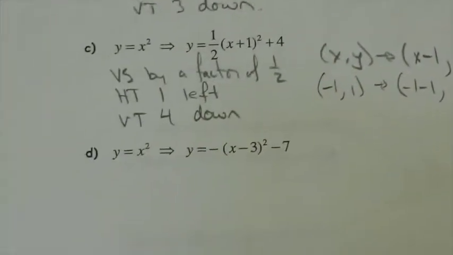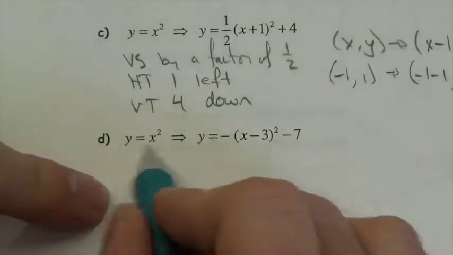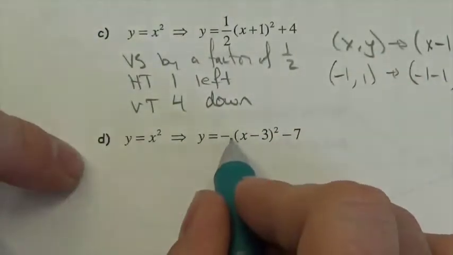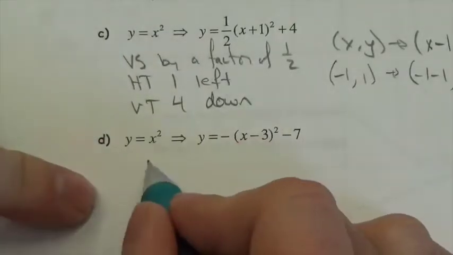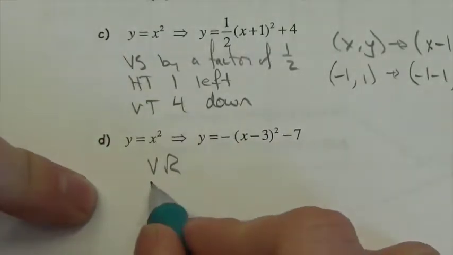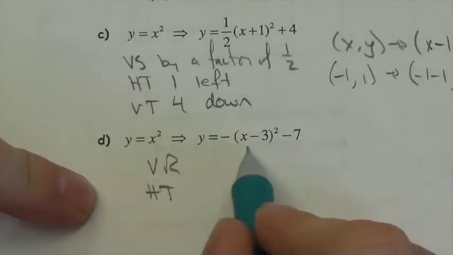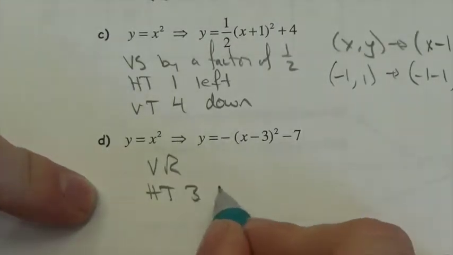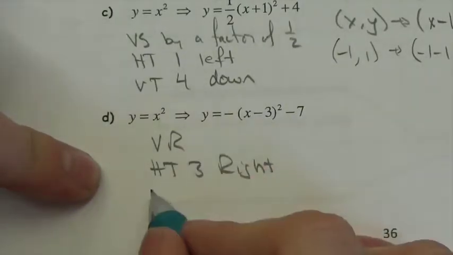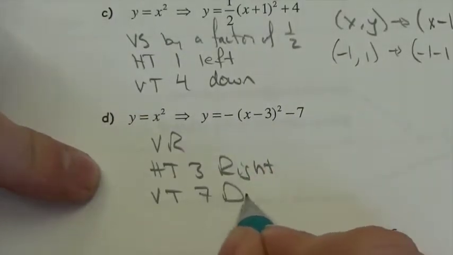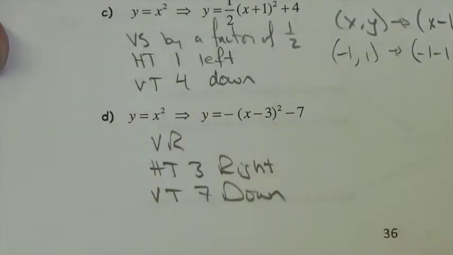And now finally, let's take a look at this last question here. I don't have a vertical stretch because the number in front here is just a 1. So there's been no vertical stretch. However, there has been a vertical reflection. And then there's been a horizontal translation. That means 3 to the right. And then this last one here means a vertical translation of 7 down.